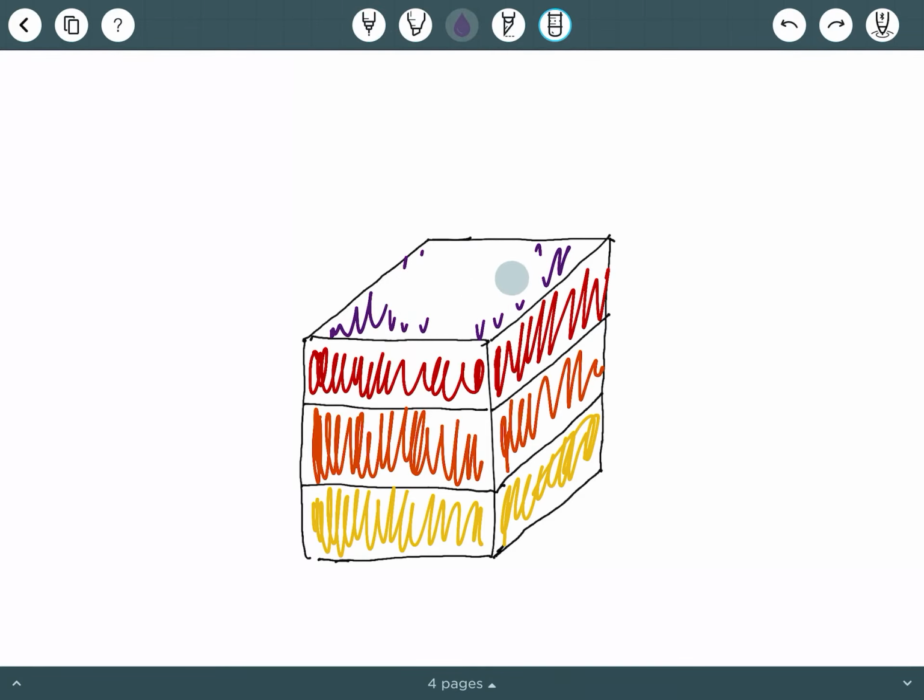Okay, so we're talking about the top of this cake. If we're talking about just the top of this cake and we want to know how many square inches it is, we're talking about area, right? So let's go ahead and figure that out.